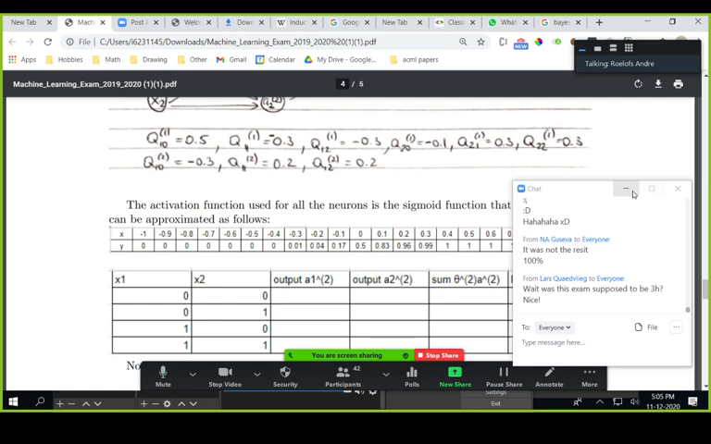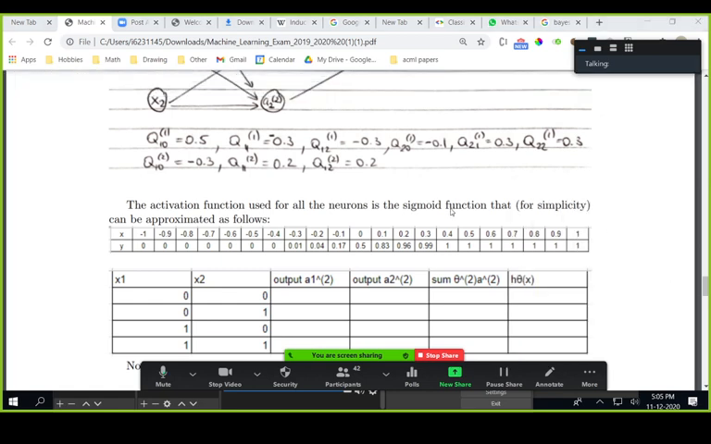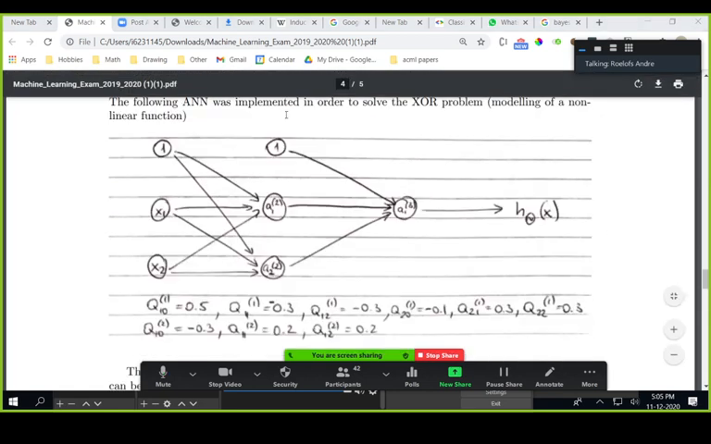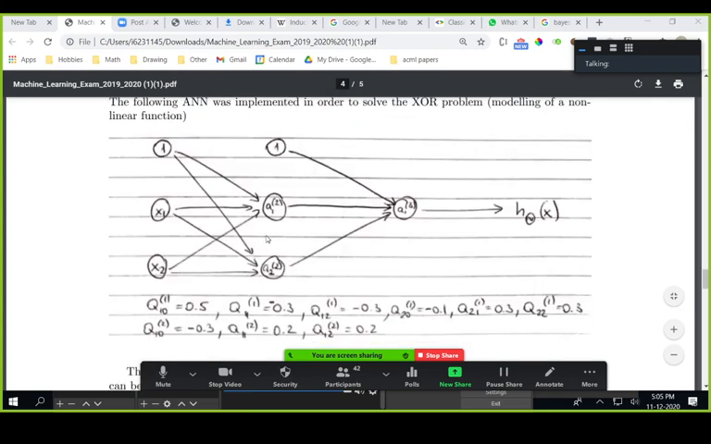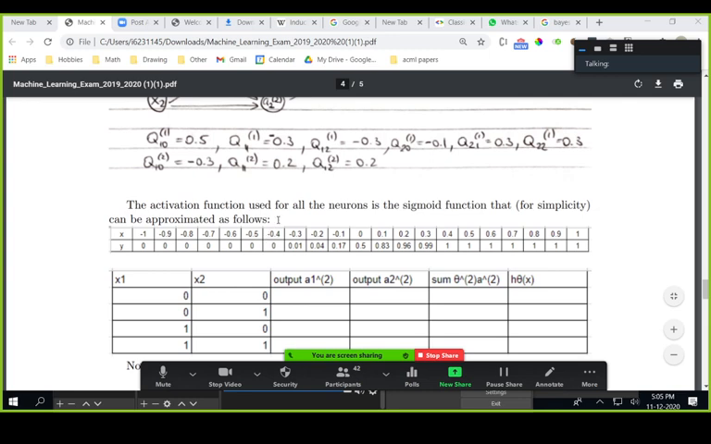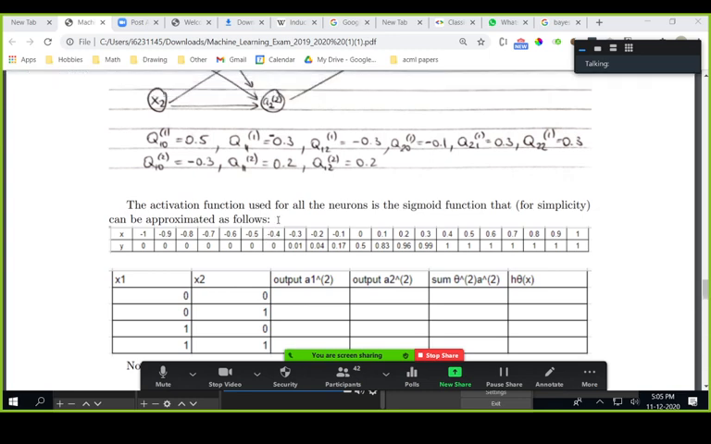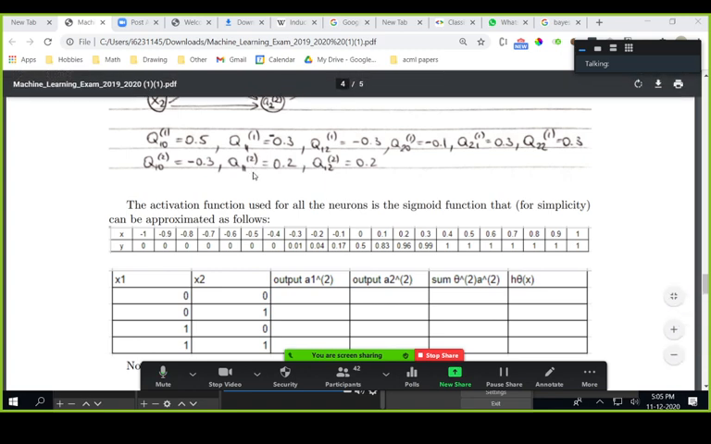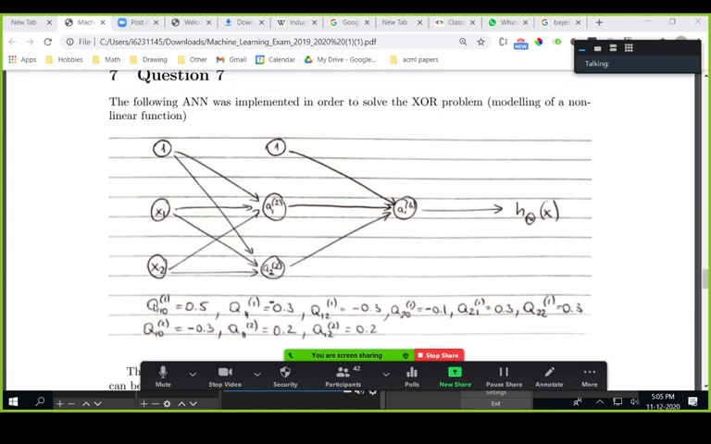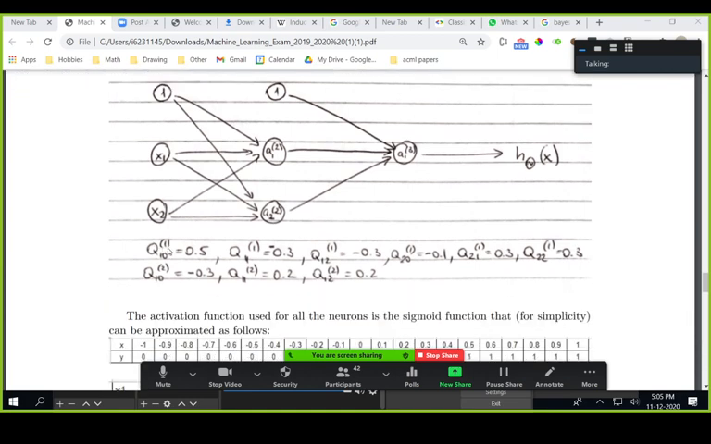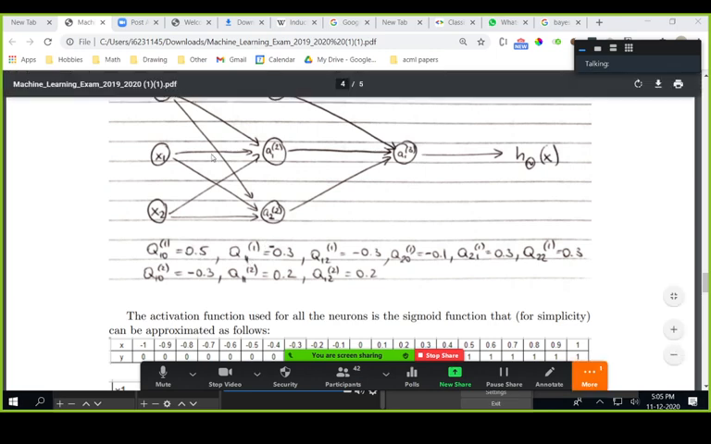So the activation function is used here. We have the activation function here for simplicity. And these are our thetas, aren't they? Yes, this is 1, 1, 1, 2, and 2, 0, and 2, 1.